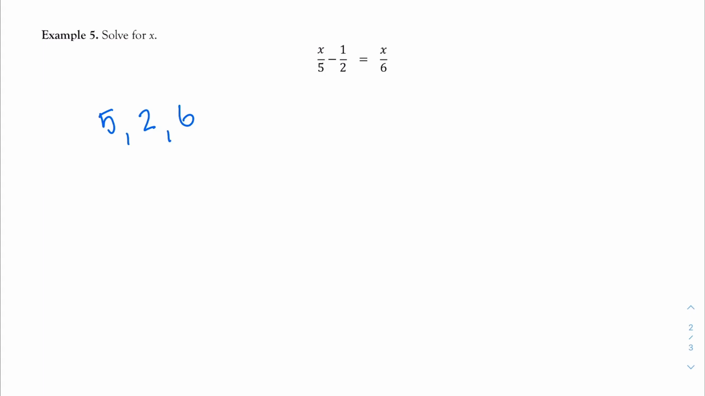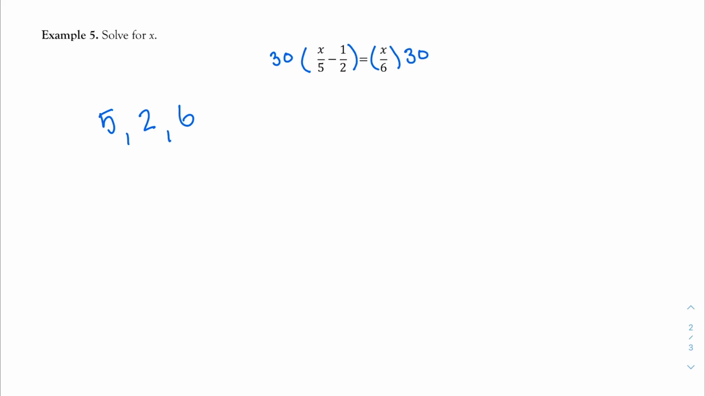I have 30. 5 definitely goes into 30. 2 definitely goes into 30. And 6 definitely goes into 30. If you got some other number, like for example 60, that's still fine. It just means that later on in the problem you'll have to do a couple of extra steps, but it should still work out in the end. Here my least common denominator is 30. So, as my instructions stated, let's multiply both sides of my equation by 30.